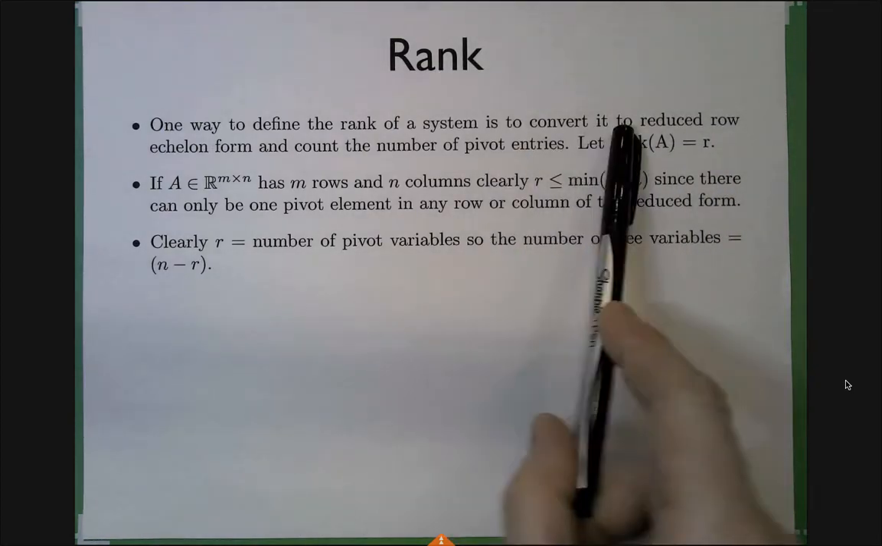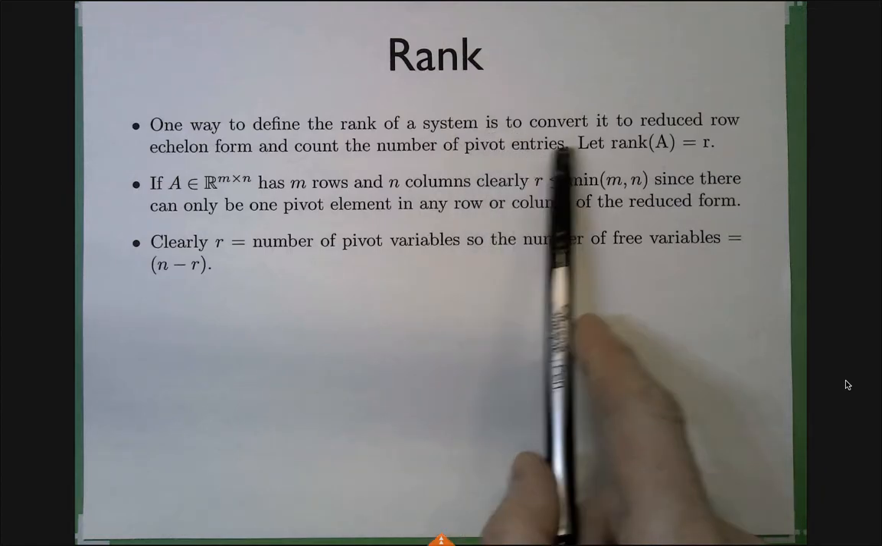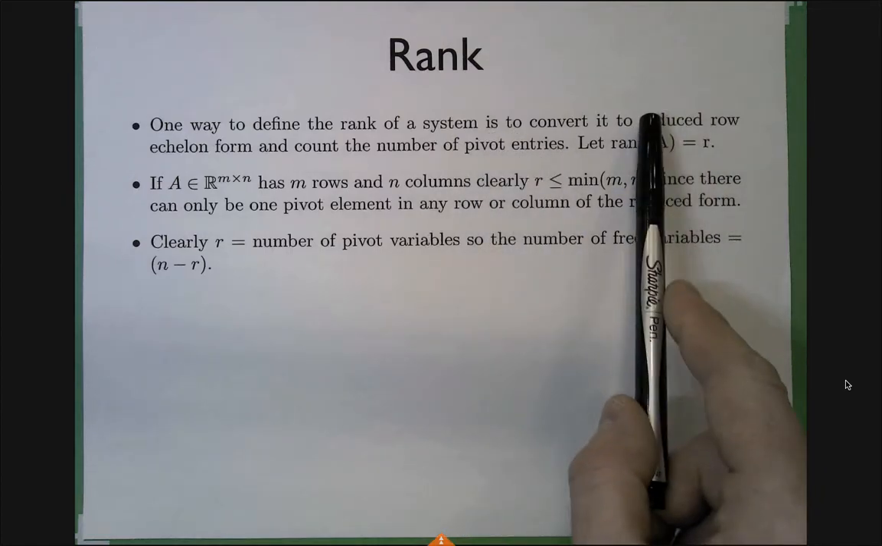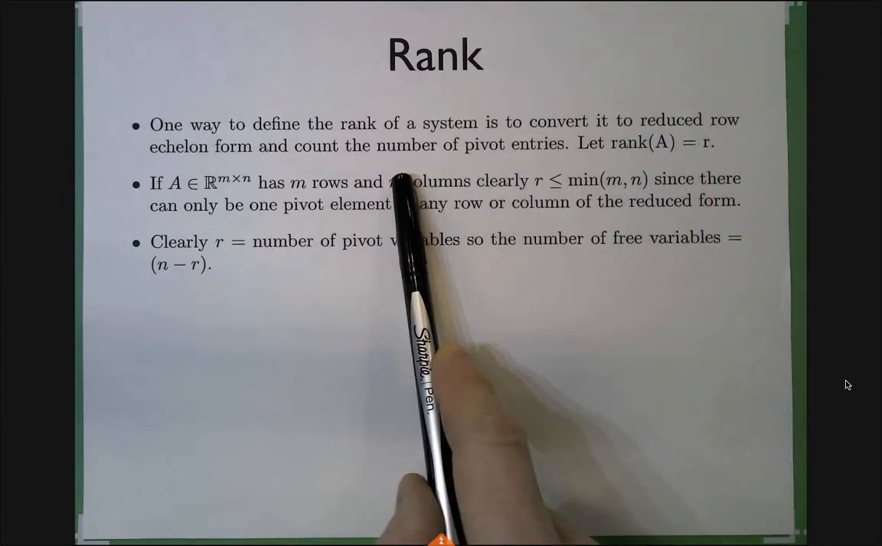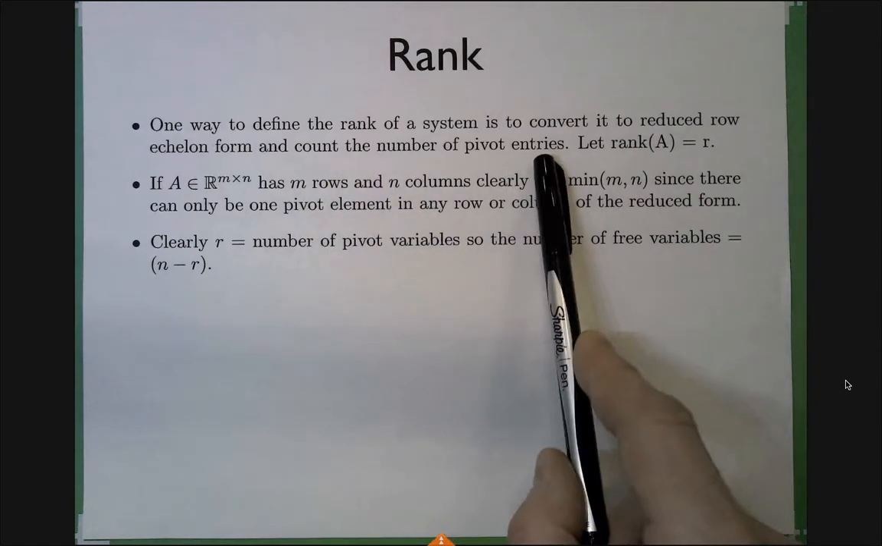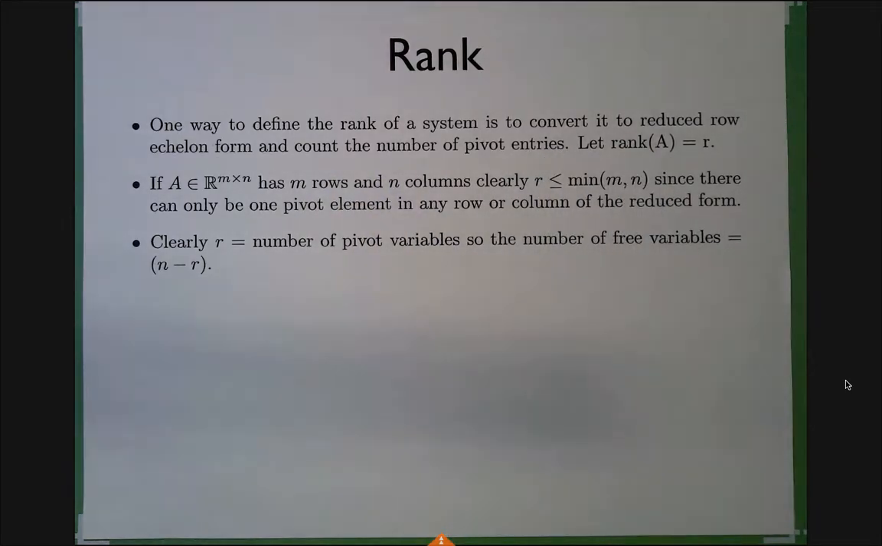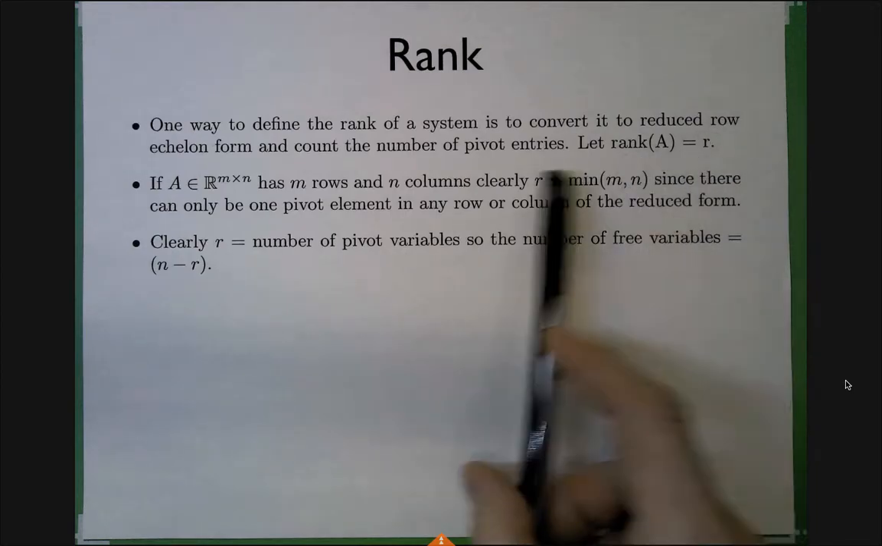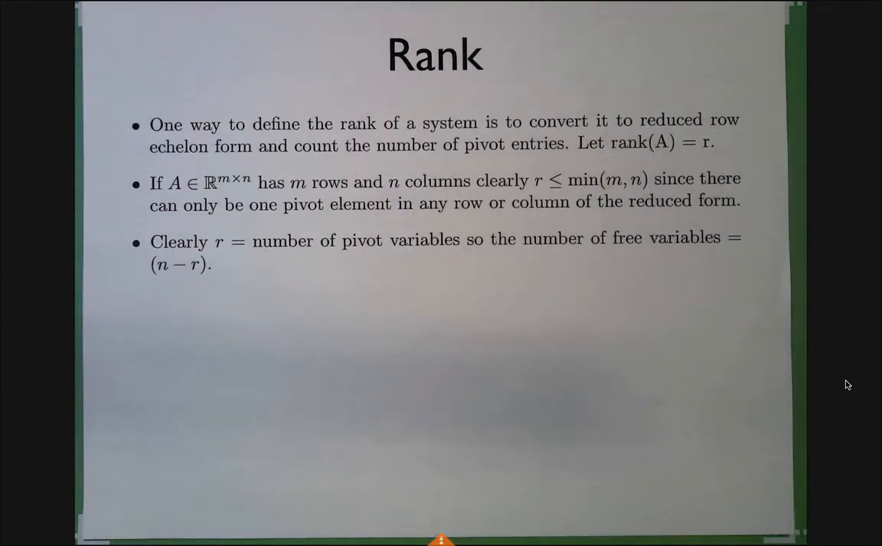So the rank of a matrix is, after you reduce it to row echelon form, you count the number of pivot elements. That's the rank. That's one definition of rank. That's the definition that makes sense for us at this point. There can be other definitions too, but they will be equivalent. So that's how you can compute it, right? You know how to convert your matrix to reduced row echelon form.